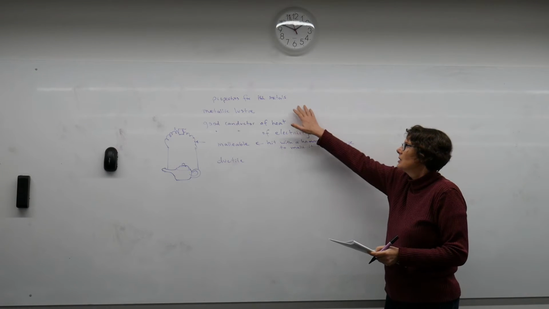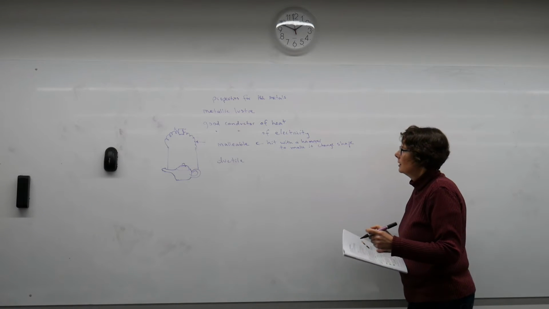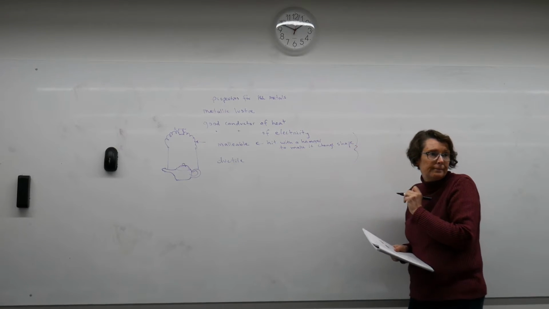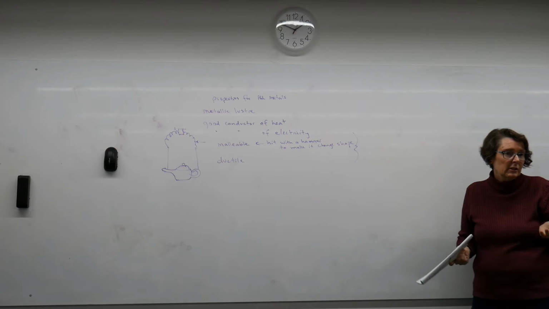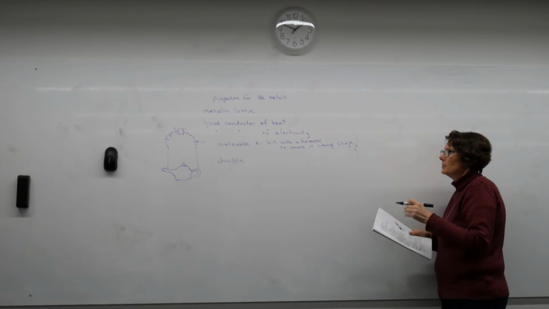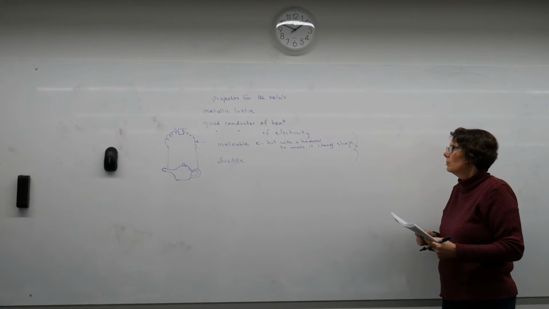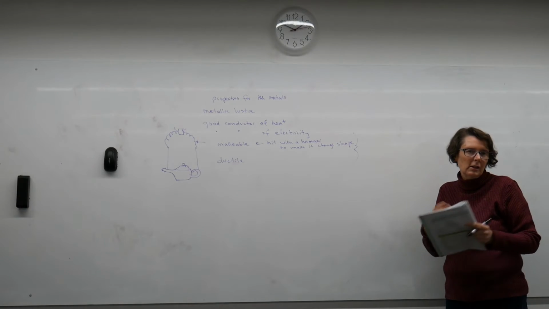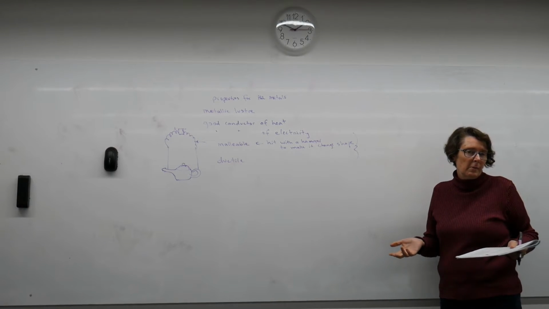Now, when it says all metals, these two are going to be really difficult for mercury, okay, because mercury is a liquid. So when we say all, we're sort of making a generalization that takes into account that some metals are going to be better at it than others.